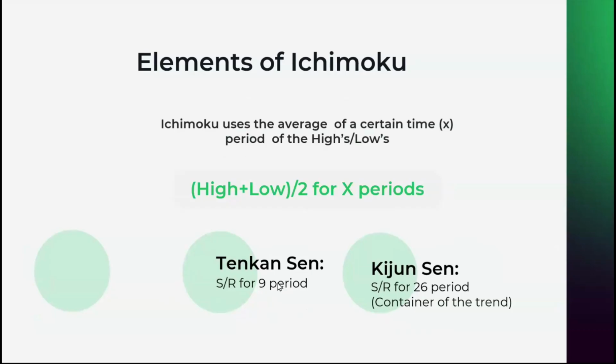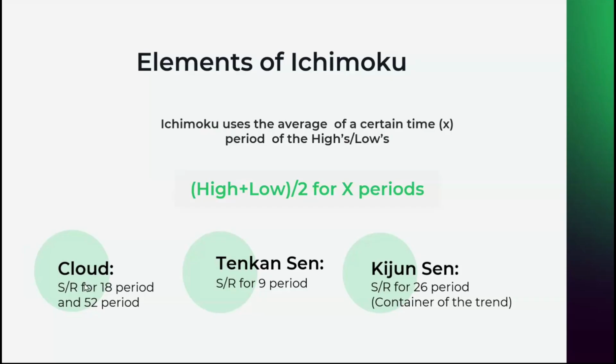If you look at the elements of Ichimoku, some people say there are 4 elements, some say it's 5. You have all these different elements in here. In today's workshop, we're going to discuss the cloud. We're not going to discuss the Tenkan-sen or the Kijun-sen. But you're going to see these lines, and they give you the average.